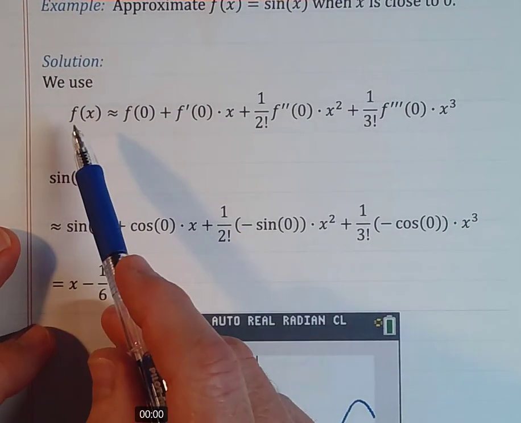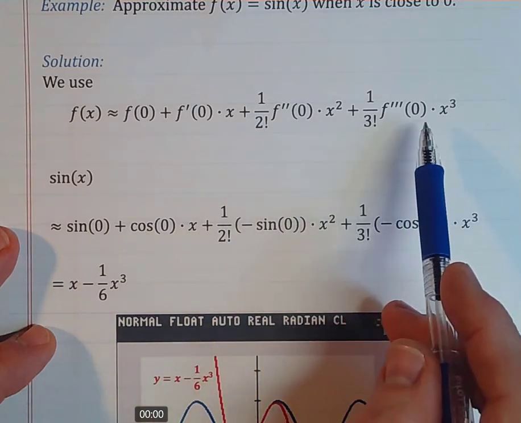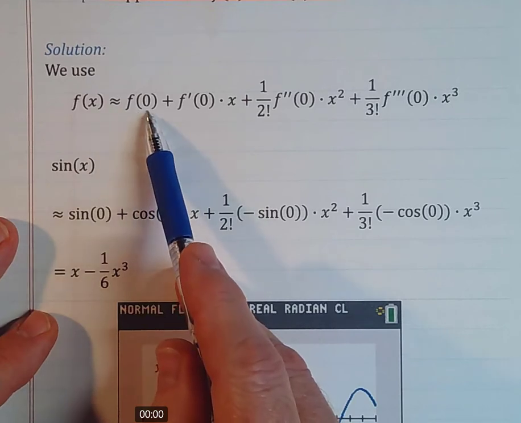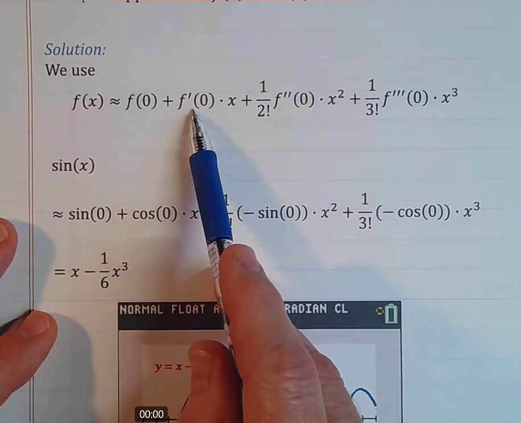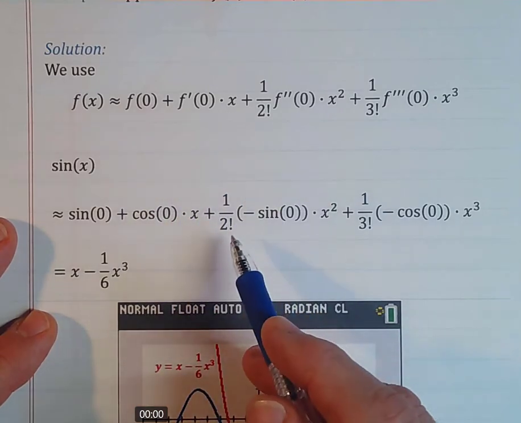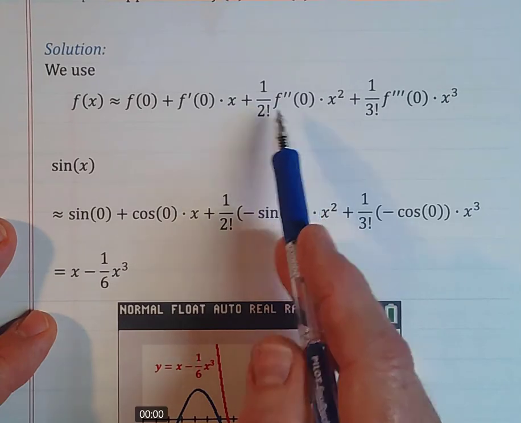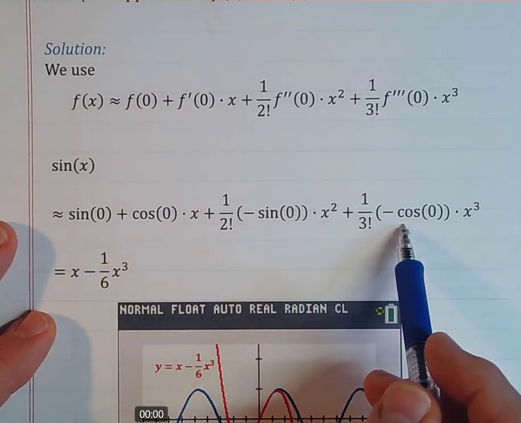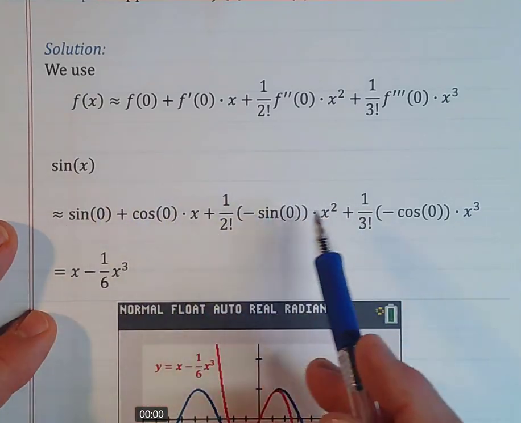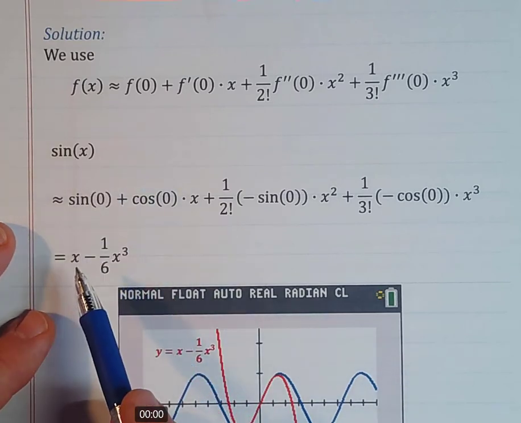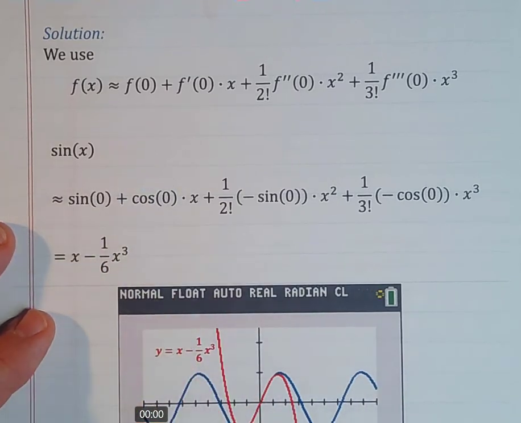Well, then our Taylor series says that f of x is equal to this expression here, where f of x is sine of x. So f of 0 would just be sine of 0. F prime of 0 would be cosine of 0. And so we multiply that by x. 1 over 2 factorial times the second derivative. So if the first derivative is cosine, the second derivative would be negative sine. And then the derivative of that would be negative cosine. And we would just kind of keep on going. Now when we go in here and we evaluate all these things, we end up with sine of x approximated by x minus 1/6 x cubed.